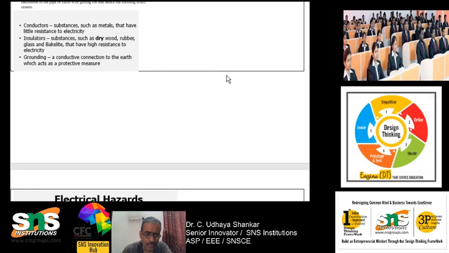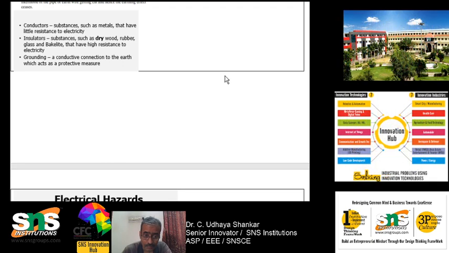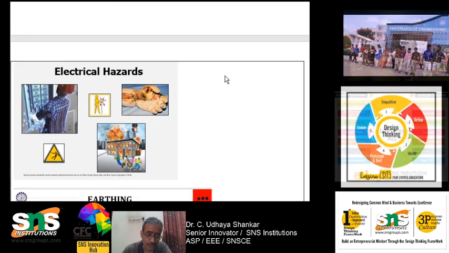What are the different types of materials? One is conductor, insulator and grounding. Substances such as metals that have little resistance to electricity are called conductors. Substances such as dry wood, rubber, glass and bakelite, which have high resistance to electricity, are called insulators. And grounding is nothing but a conductive connection to earth which acts as a protective measure.